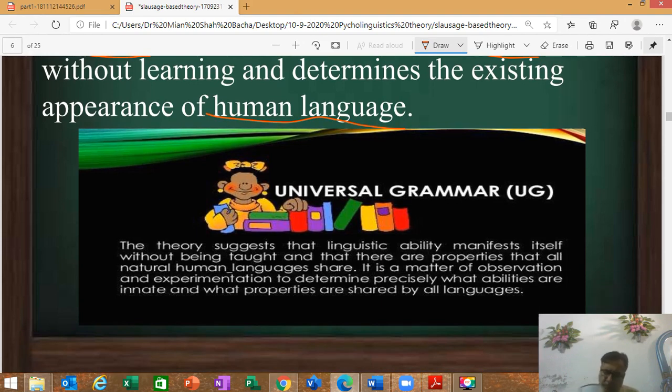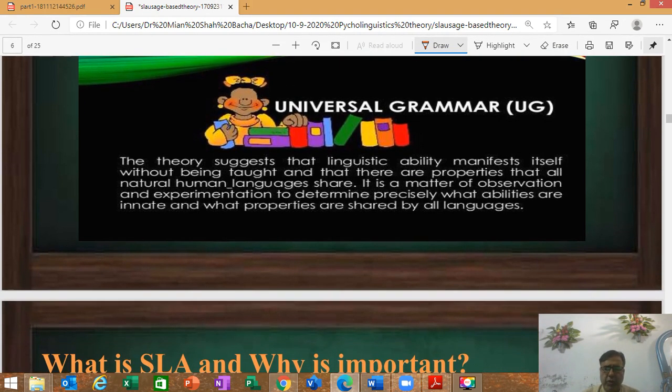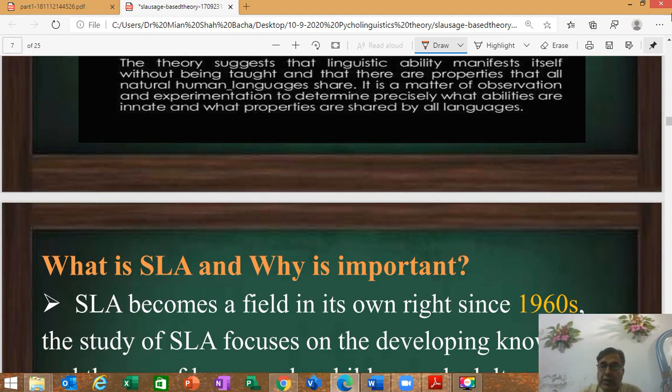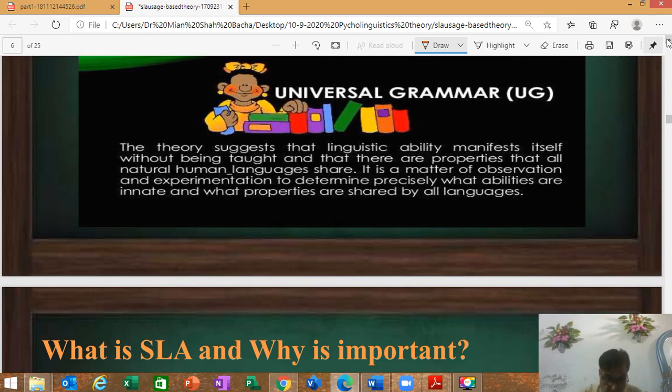Now, you see here, universal grammar, UG. The theory suggests that linguistic ability manifests itself without being taught, and that there are properties that all natural human languages share. It is a matter of observation and experimentation to determine precisely what abilities are innate and what properties are shared by all languages. It has superbly been defined here.